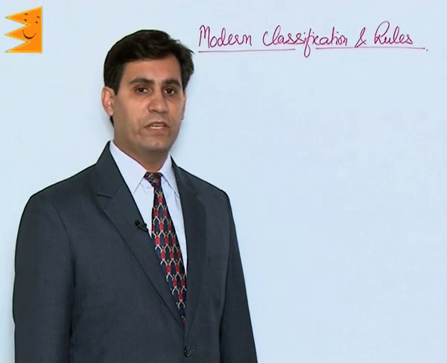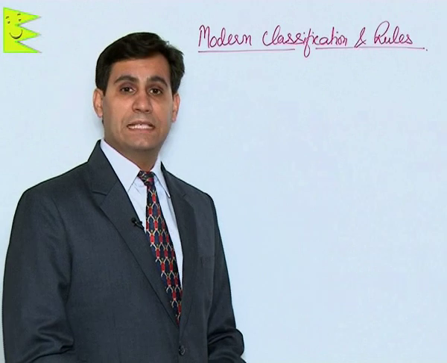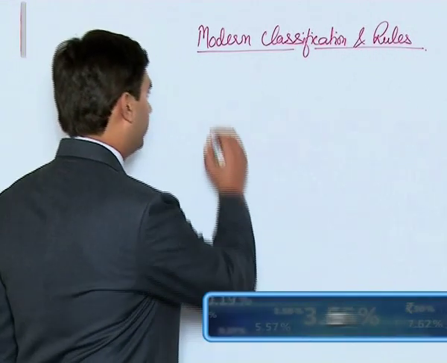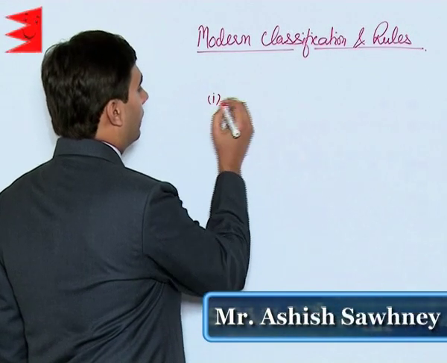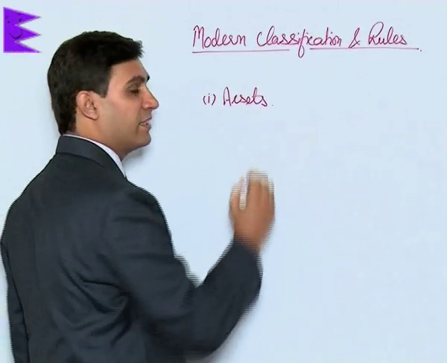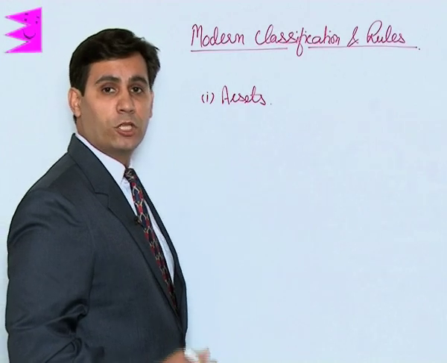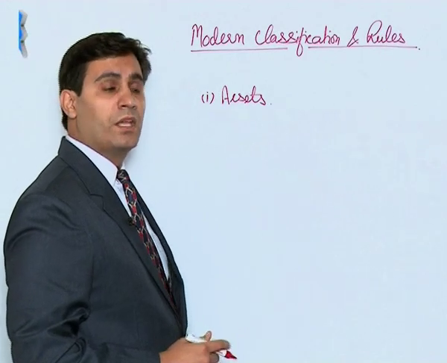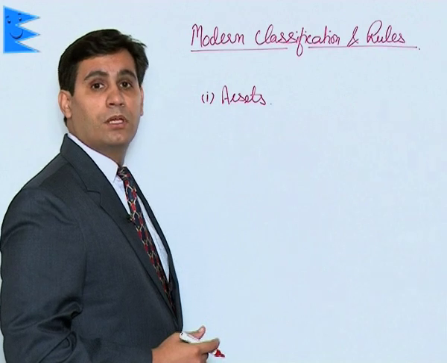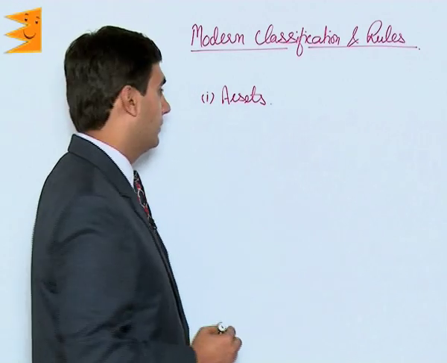Under modern classification of accounts, the accounts can be classified under 5 basic categories. They are assets. We all know what assets are. Assets are things of value that a business owns, or they are the economic resources of an enterprise. For example, cash, building, machinery, they are all categorized as assets.